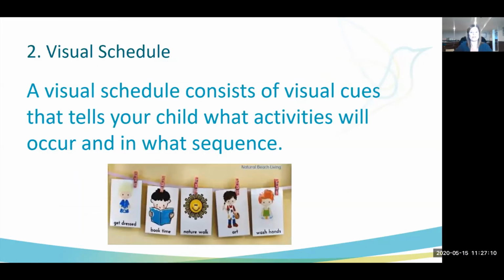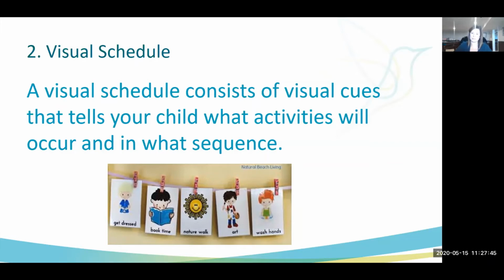The next component is a visual schedule. A visual schedule communicates the what, where, and when of the day. It consists of visual cues that tell your child what activities will occur and in what sequence. A visual schedule is used to explain what daily activities will be happening and when they will occur. Showing a child with autism a daily schedule visually helps them understand the sequence of the day, including playtime, activities, meals, chores, and other tasks.